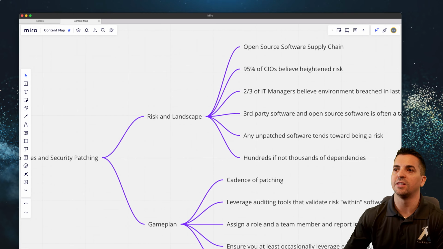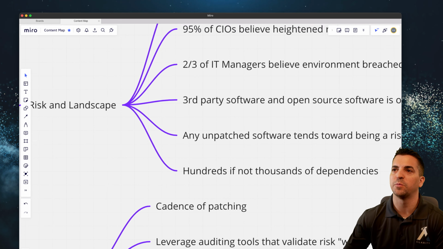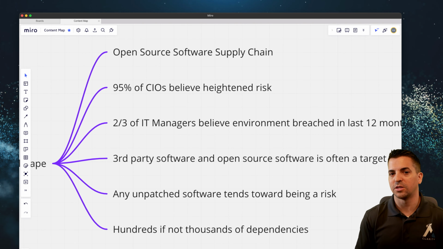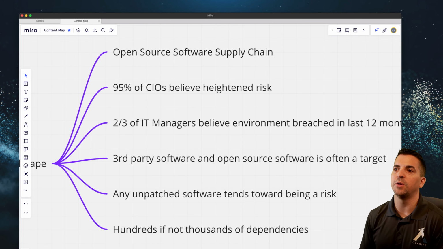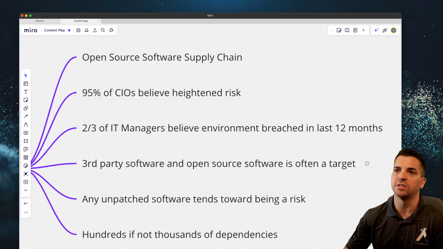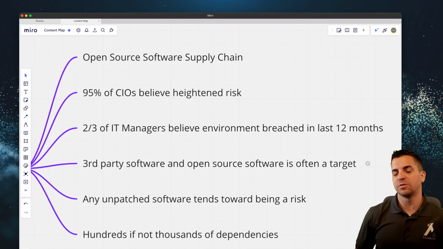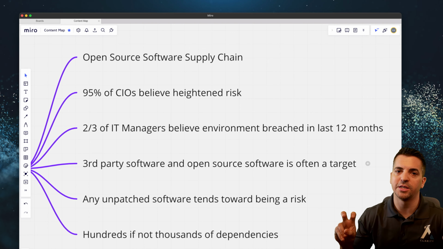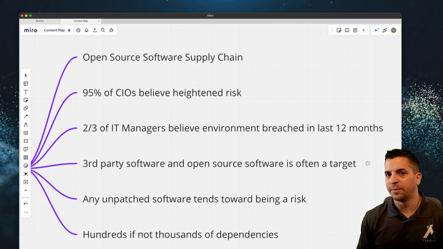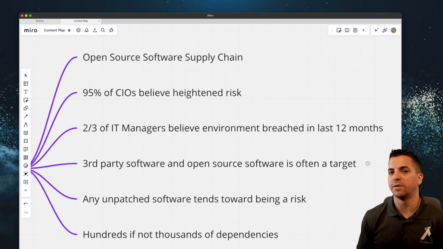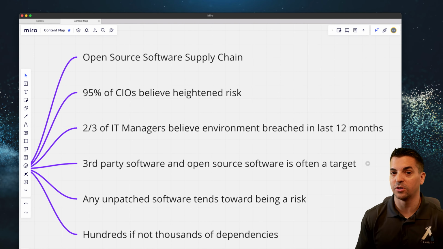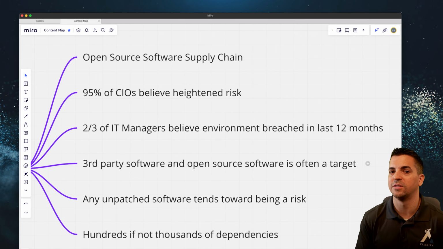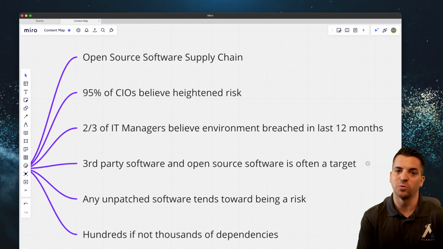Now, one of the interesting things, if you look at this, is that about 95% of CIOs believe there's a heightened risk for security breaches. Two-thirds of IT managers believe their environments have been breached in the last 12 months. This tends to be sourced from the open source software supply chain, as it's often called. You may or may not be aware of this, but whenever you are leveraging software, even a secure software platform, it generally has hundreds, if not thousands upon thousands of dependencies on open source software.